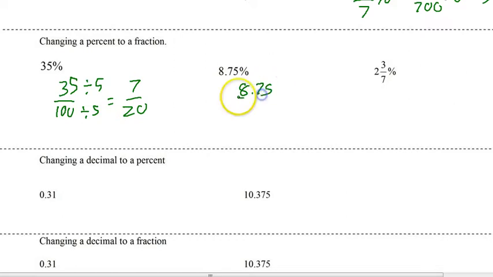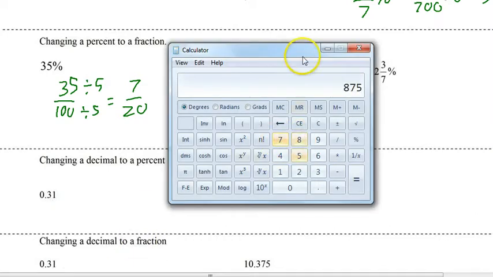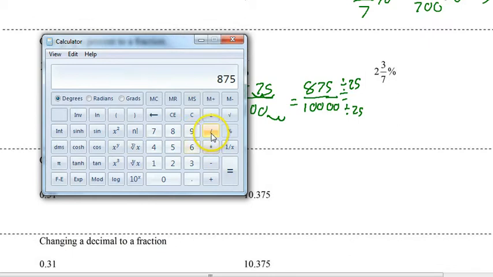It's 8.75 over 100. But the thing is, we want to get rid of this decimal. We don't want decimals. So you move the decimal over 2, but if you move it 2 on the top, you have to move it 2 on the bottom, which gives us 875 over 100, and then 2 more zeros. And then again, we still have to reduce this. So we divide the top by 25, the bottom by 25. It's 875, so that's how you can tell there's a 25. So what is 875? Let's get this out of the way. Divided by 25, we get 35.